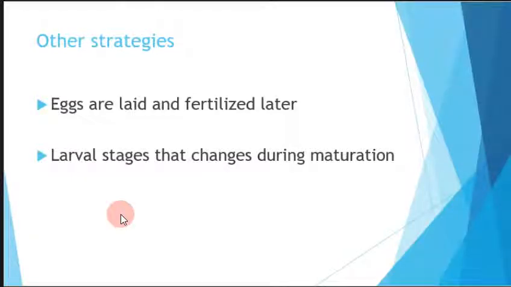Other strategies. Eggs are laid. Not all, there are, the mammals, of course, give live birth. That's what makes them mammals. But most of the other creatures lay eggs or hold eggs inside. Eggs can be laid first and then fertilized afterwards, after they're laid. You can think about fish do that, frogs do that. Also, once they're fertilized, they can hatch out and have really interesting larval stages. And those larval stages look very different from the adults. Think about a larval stage of an insect, for instance. They look different sometimes than the adult. They change during maturation.